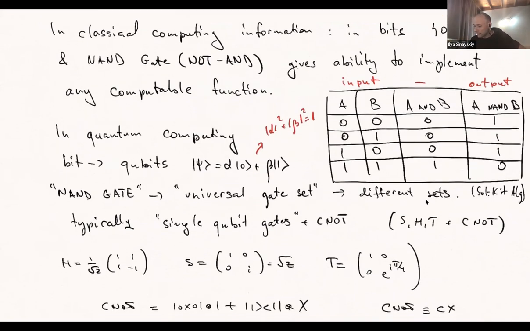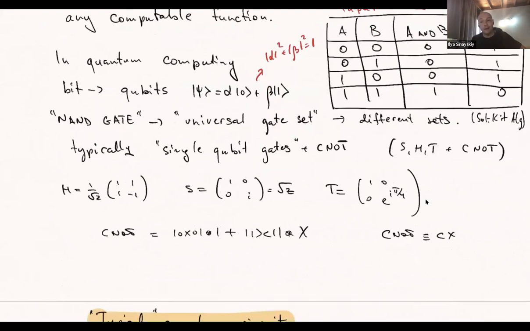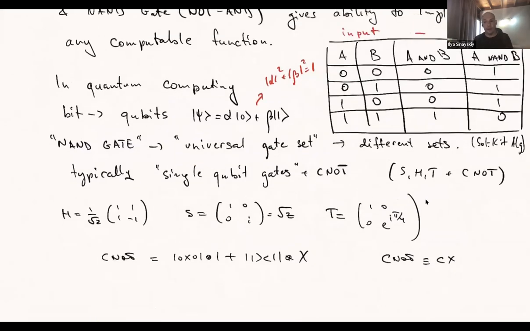There is also an analog of this NAND gate, or universal gate, but unfortunately you cannot do it with one gate, you do it with a few gates. This set is usually called a universal gate set. There are different universal gate sets, not a unique one. You can define it as a matter of convenience, or of your hardware, because in your physical implementation of quantum computing you might be in a situation where you can do some gates better than others. So you might play with which set of gates you call the universal set.